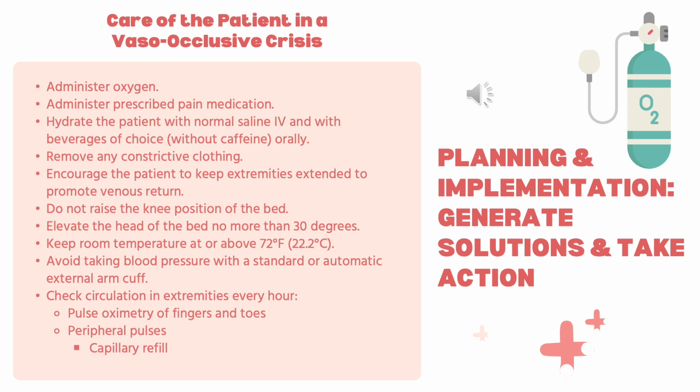We want to avoid using standard or automatic external arm cuffs for blood pressure measurements because these can also compromise circulation. And we need to check circulation in the extremities hourly, including assessing pulse oximetry of fingers and toes, looking at peripheral pulses and capillary refill times. This just helps to ensure that perfusion is maintained. So by implementing all of these measures, we can reduce the duration and the severity of the crisis while preventing complications like tissue ischemia and organ damage.